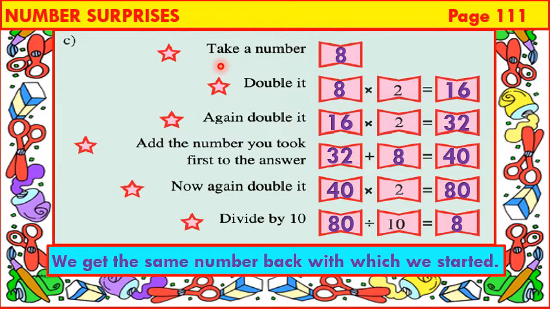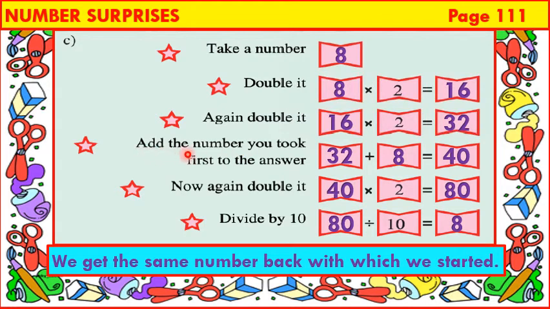C. Now again take a number. Suppose I assume the number as 8. Double this number. For doubling the number, we multiply that number by 2. That is 8 twos is 16. Again double the answer. That is multiply the answer 16 with 2. So 16 twos is 32.